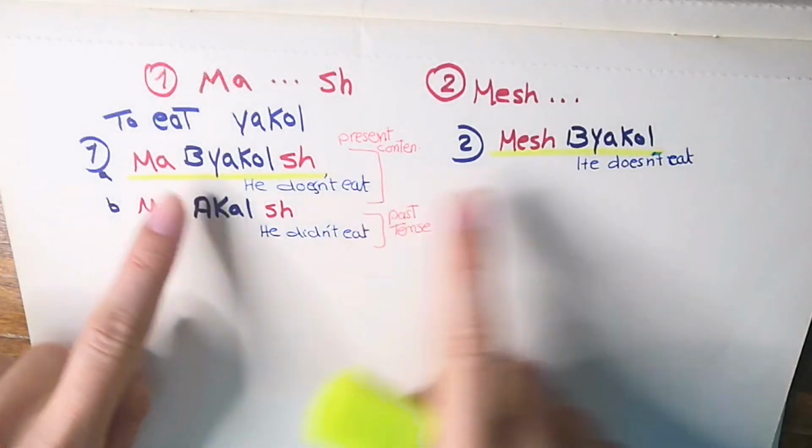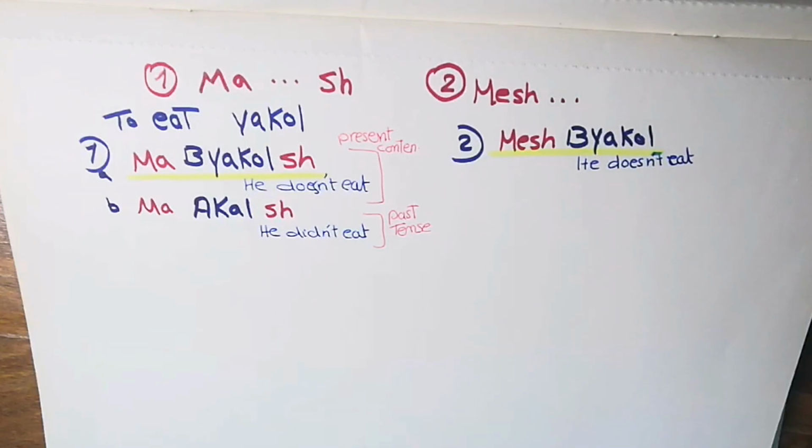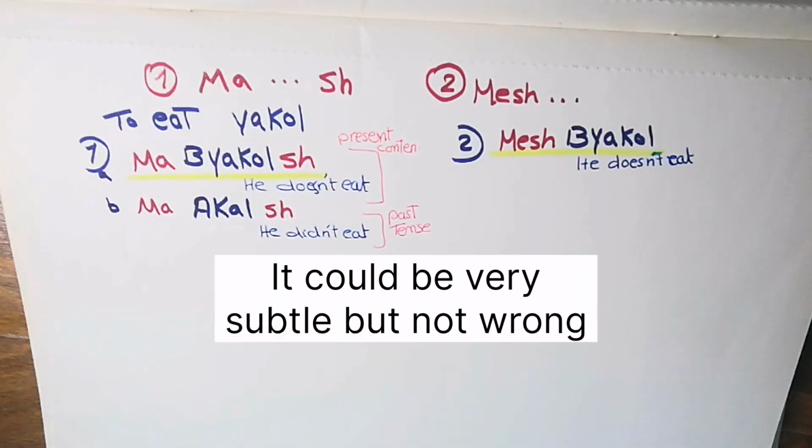So basically these two are the same. ما بياكلش is exactly the same meaning as مش بياكل, and both of them translate to he doesn't eat. And you can either use this one or that one. It's really up to you. It has no effect on the meaning.